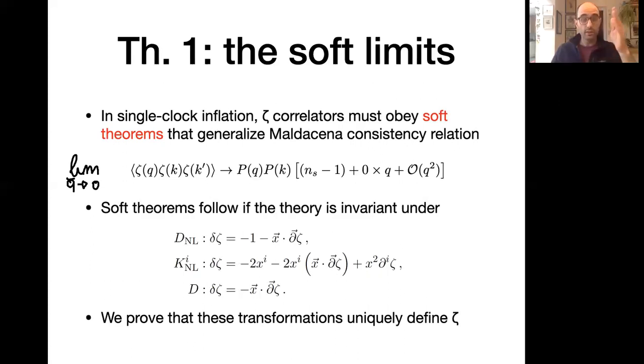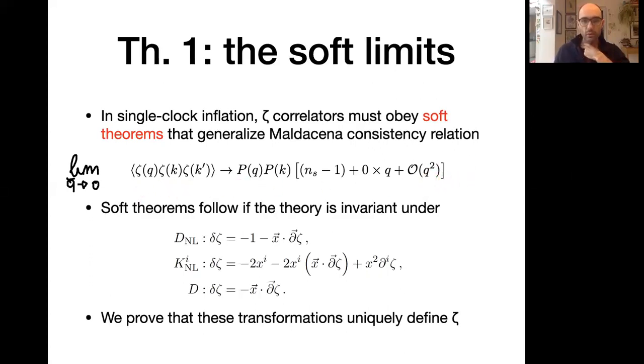This is true in single clock inflation, which is the simplest model that we have so far, fully compatible with everything we have ever observed. In fact, it gives a remarkable explanation for the adiabaticity of perturbations in our universe. Good, so how can I think of these soft theorems?